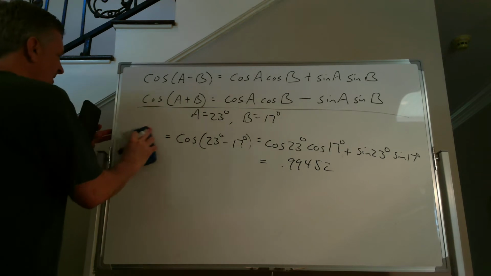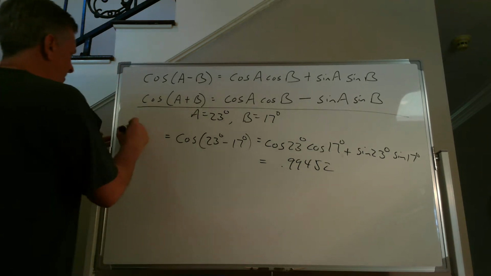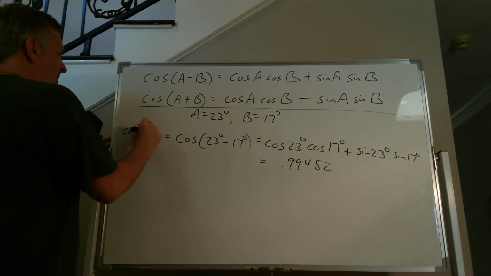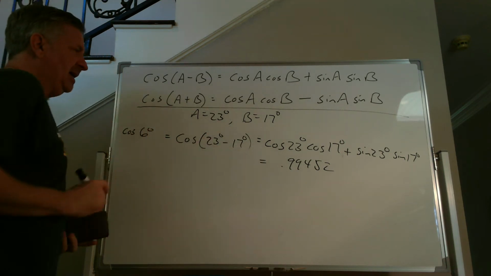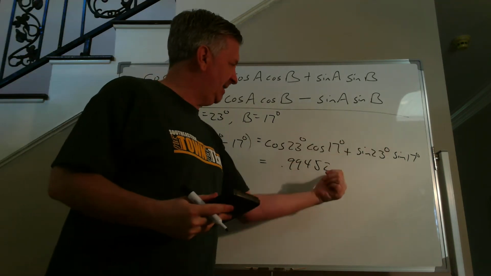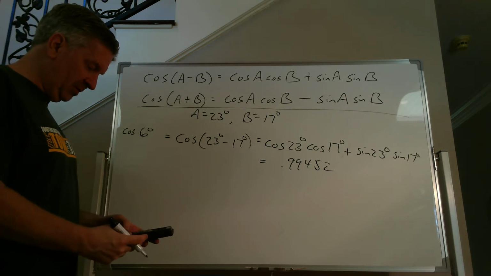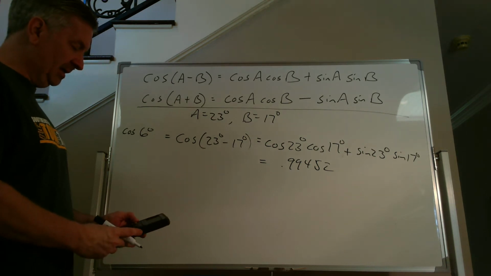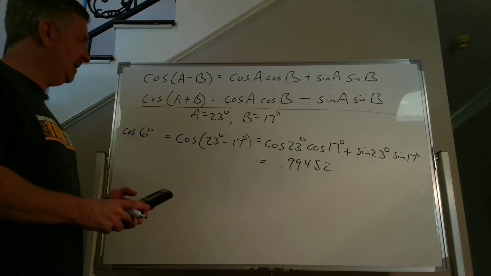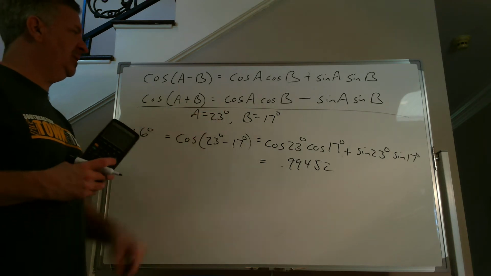Now, if I simplify this side by subtraction, 23 minus 17 is 6 degrees. So this should be the same thing as 6 degrees. So I type that in to get that number. Let me type in cosine of 6 again, make sure you're in degree mode. Cosine of 6 is the same thing. Okay? So the identity, this first identity does work for 23 and 17.